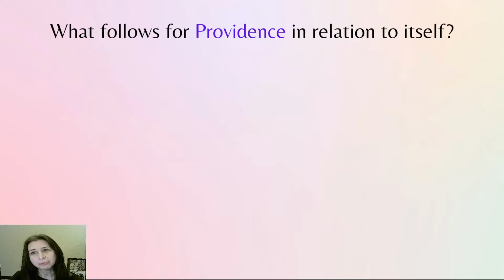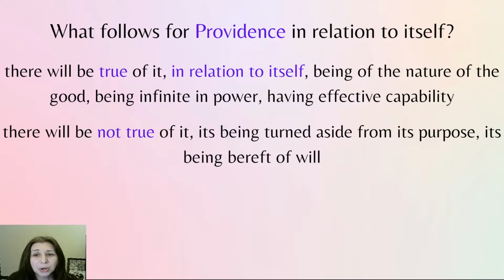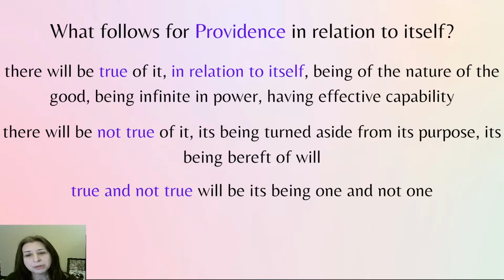Okay, so what follows for providence in relation to itself? Well, what is true of it is being of the nature of the good. Since providence obviously is that goodness that flows through all, it must be of the nature of the good. Because it flows through all, it must be infinite in power and have effective capability. What is not true? Being turned aside from its purpose or being bereft of will. And partly true, partly not true, being one and not one. Just as the gods collectively are a unity, yet there are many gods, we can say the same of providence. There's a sense in which it is a one, a sense in which it proliferates.